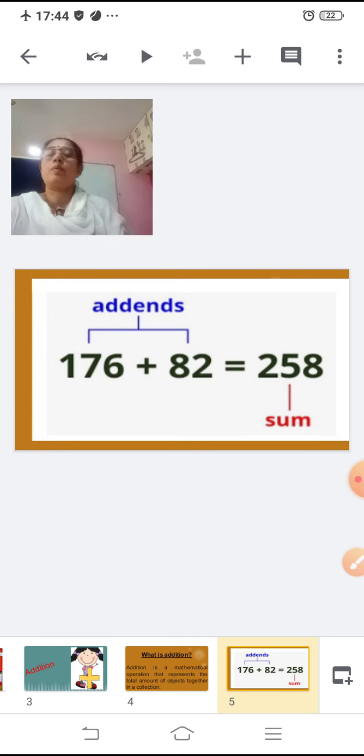Now in addition, when we add any two numbers, here in this slide you can see it is 176 plus 82. Let it be a 3-digit number, 4-digit number, 5-digit, 6-digit or 7 digits. Any two numbers which are added are called addends, and the result or the answer you get is called the sum. Here 176 plus 82 gives you the answer 258. 176 is your first addend and 82 is your second addend.